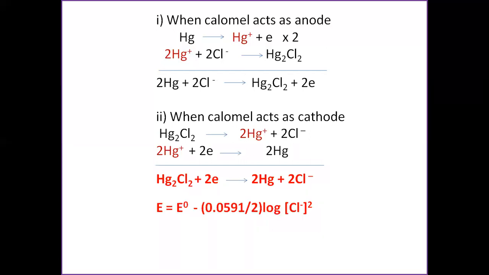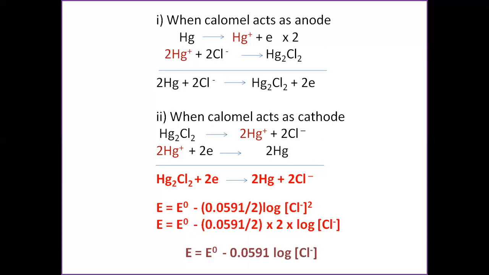If you write the Nernst equation for this reduction process, you will get the equation like this: E is equal to E naught minus 0.0591 divided by 2, because the number of moles of electrons involved is 2, into log of concentration of Cl- whole squared, as 2 moles of Cl- are involved. So rearranging the equation, E is equal to E naught minus 0.0591 divided by 2 log of Cl- squared, which can be written as 2 log Cl-. So the equation will take this form, the final form of the Nernst equation for the Calomel electrode.